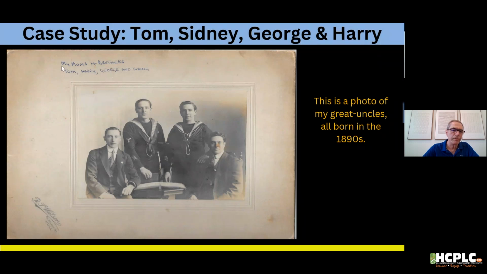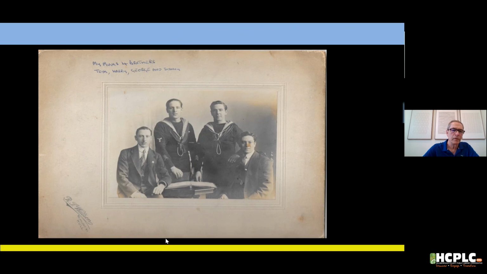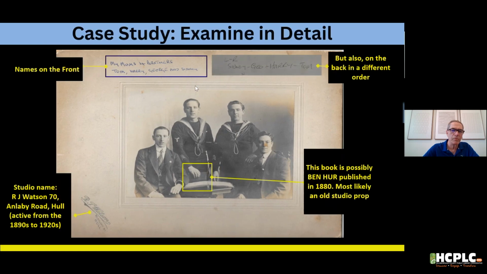This is an old photograph. This is the one that was written incorrectly because somebody had written the names on the back in a different order. So here, I used a magnifying glass. This book is Ben Hare, published in 1880. The studio's name was I.J. Watson. It was in business from 1890 to 1920. So now I'm getting the dates kind of tied in.